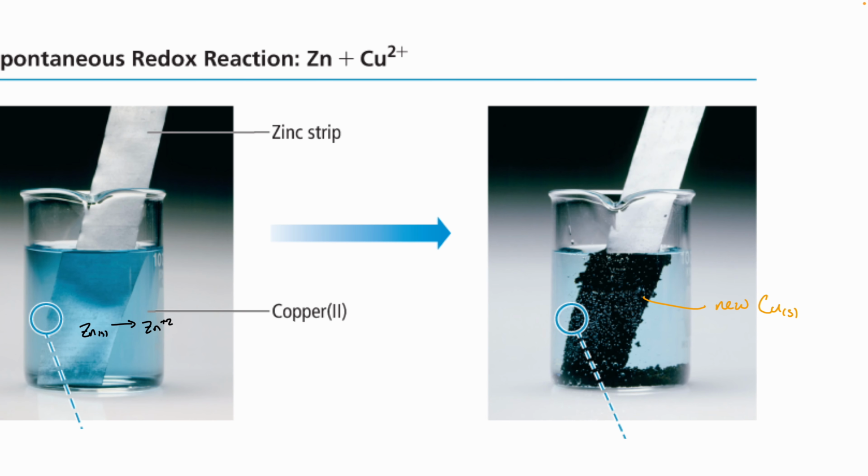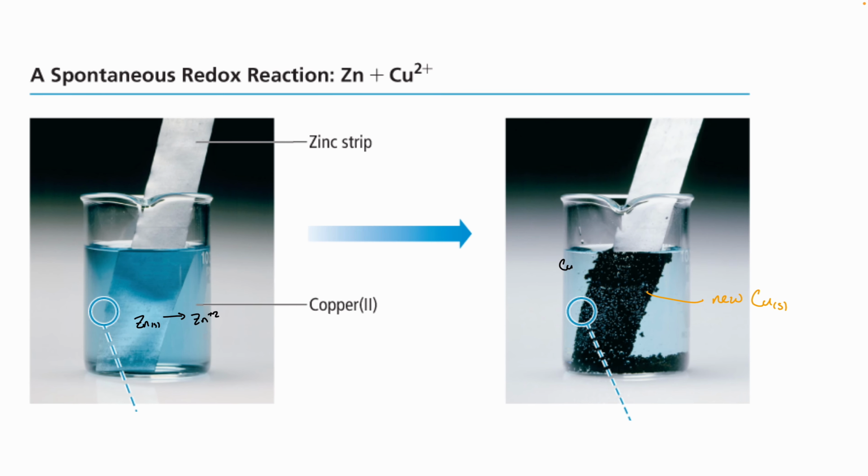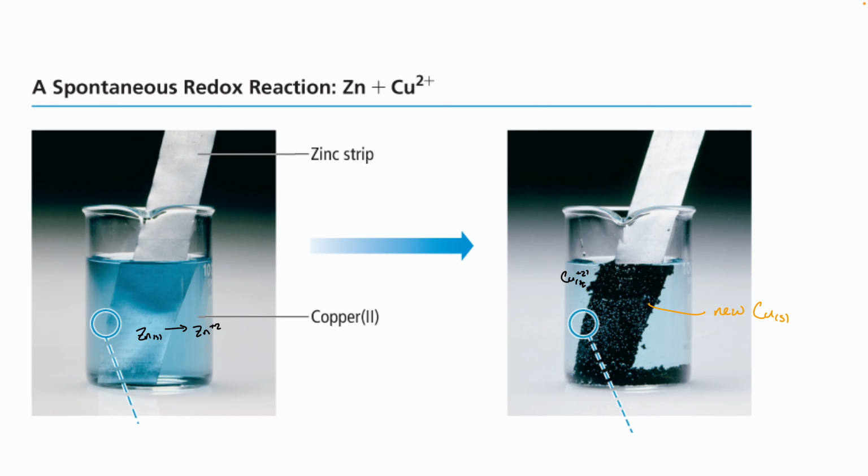All right, not only that, we can notice what happens to this dark blue color. Again, the dark blue color is a result of those copper ions. And if we compare the color on the left to the color on the right, we can see that our solution's getting lighter and lighter as this reaction's going on, because those copper ions went from being in solution, floating around, to now being deposited as solid copper.